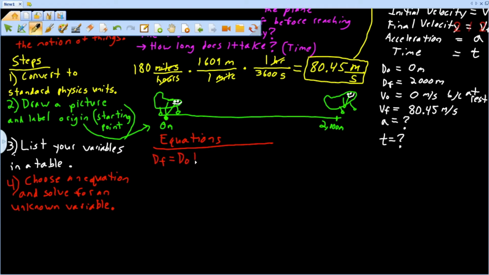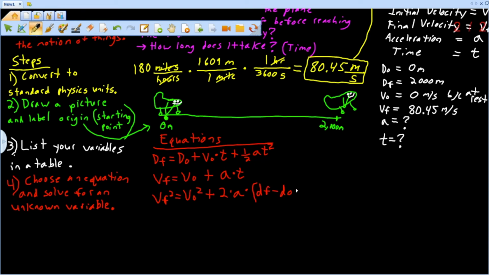The first equation we're going to look at is dF, or final displacement, is equal to dO plus VO times t plus 1/2 AT squared. The next equation I want to look at is VF equals VO plus A times t. The final equation we're going to look at is a little bit more difficult, but it's VF squared equals VO squared plus 2 times A times parentheses DF minus DO.